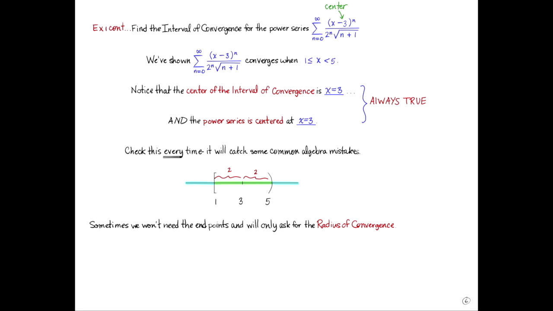Since our series is centered at 3 and our endpoints are at 1 and 5, the endpoints are a distance of 2 from the center, and we call this the radius of convergence. And we notate it with just a capital R. So in this case, for our series, we have that R is equal to 2. Read the wording on the questions carefully because sometimes you'll be asked to find the interval of convergence, which means you do have to check your endpoints, and sometimes you'll be asked only for the radius of convergence, in which case you don't have to check your endpoints. Let's do another example.